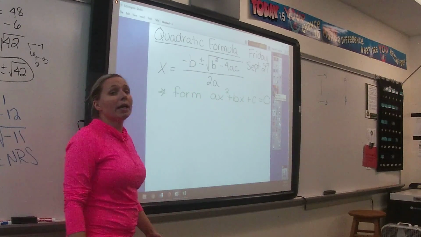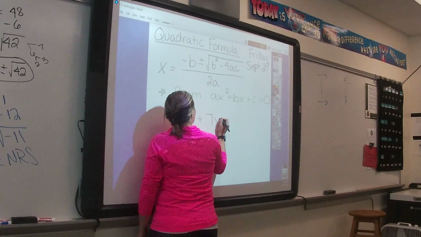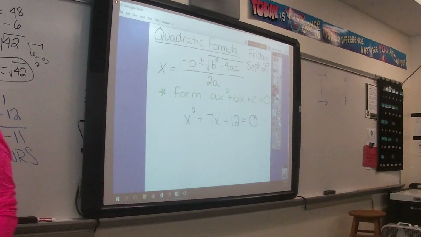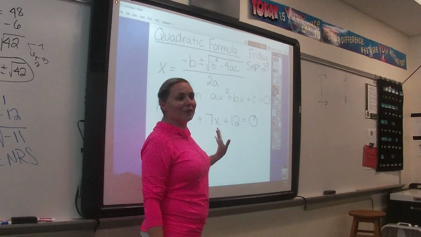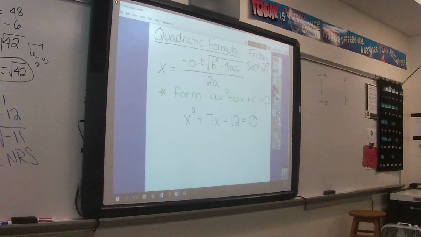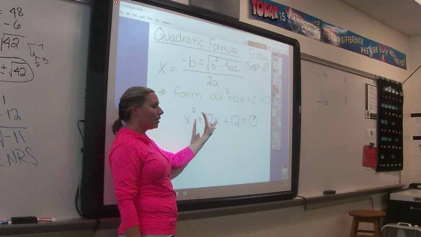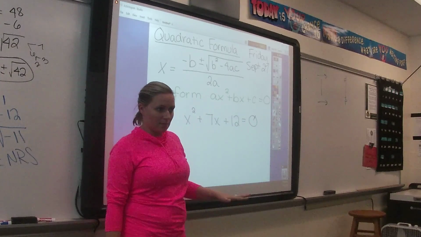So, let's say we want to solve x squared plus 7x plus 12 equals 0. Isn't that what we just said? Right, I'm writing a problem that's in the correct form. I'm just now filling in numbers. We would say that this is in the correct form to use the quadratic formula, because we have ax squared plus bx plus c equals 0. This is the form we want it in.